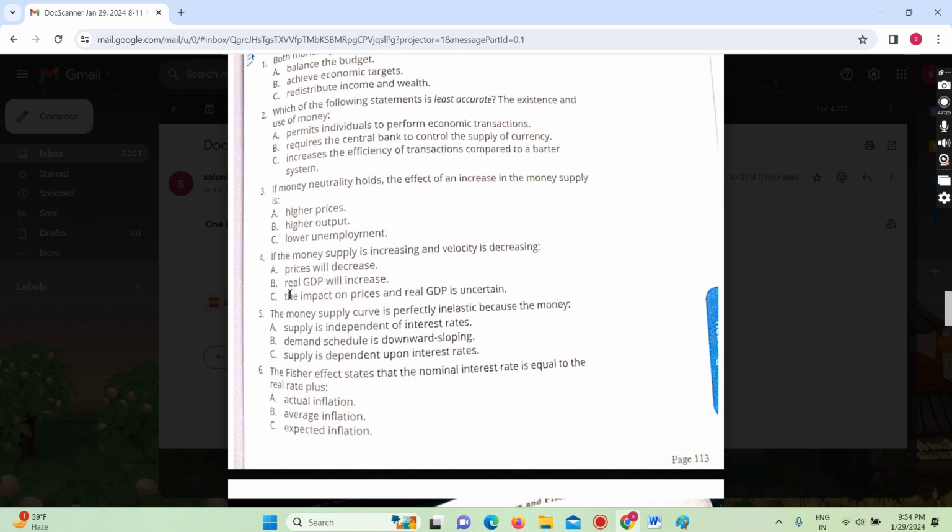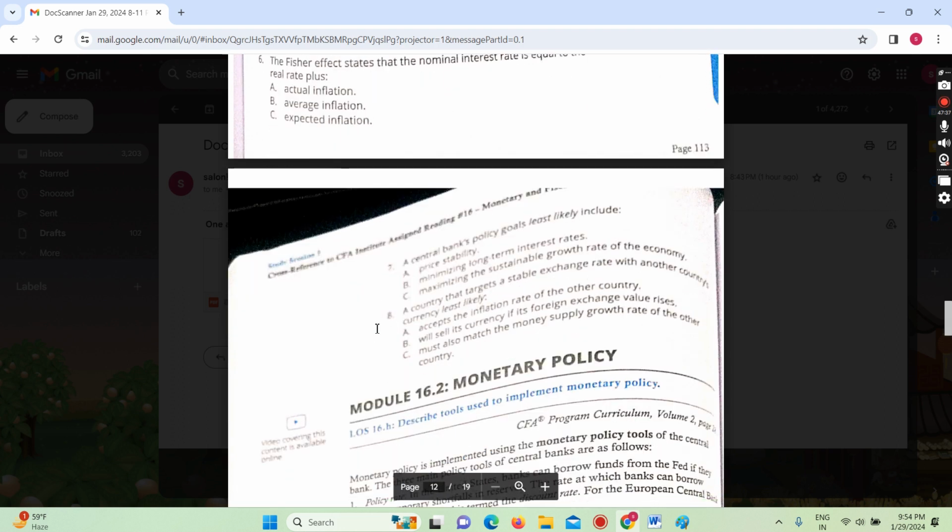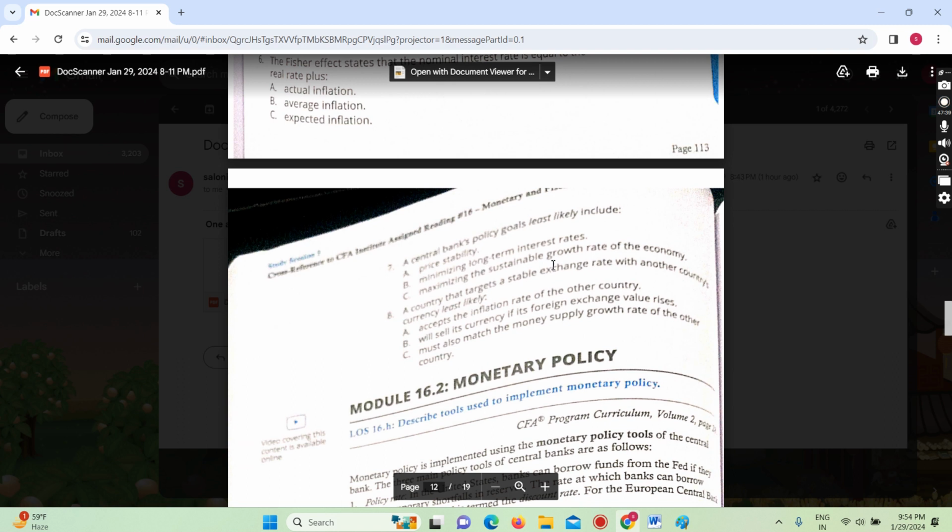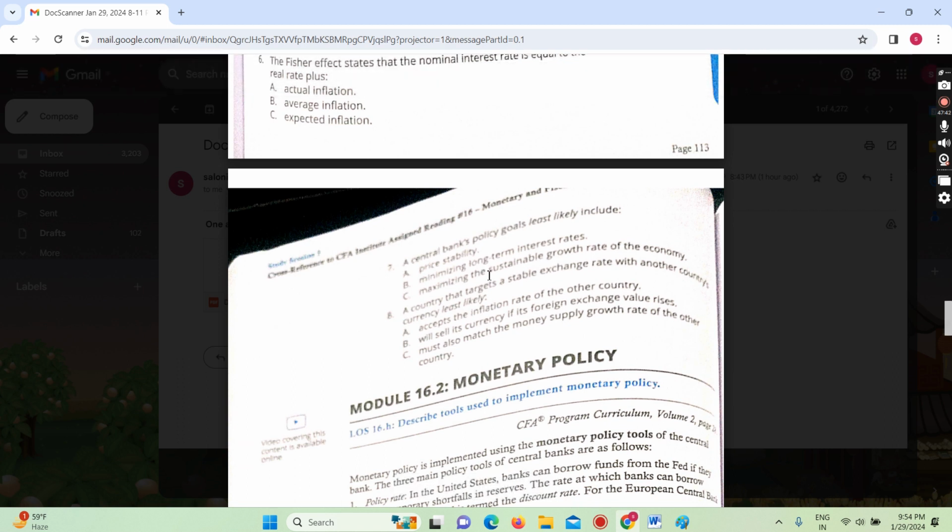Which central bank policy goal is least likely to be included? That is minimizing the long term interest rate. A country that targets a stable exchange rate with another country must also match the money supply growth rate of the other country.